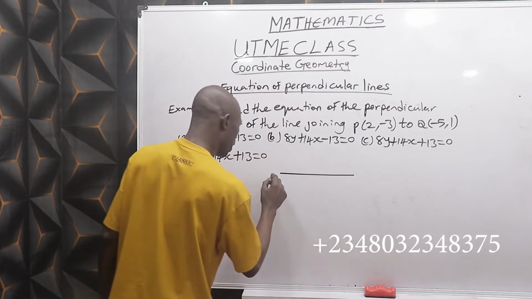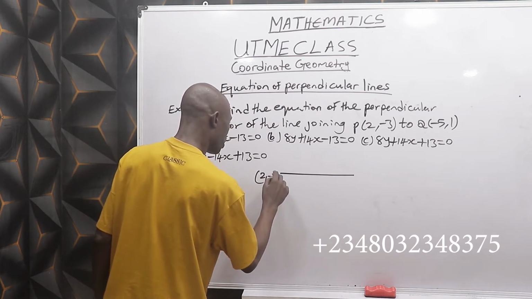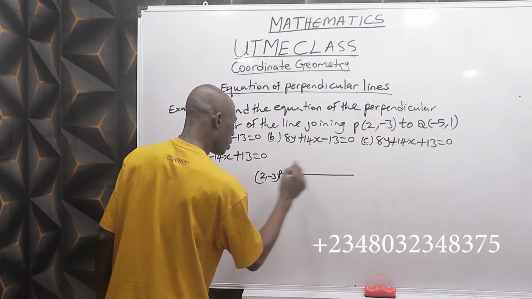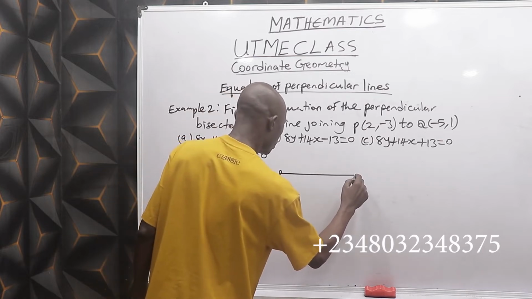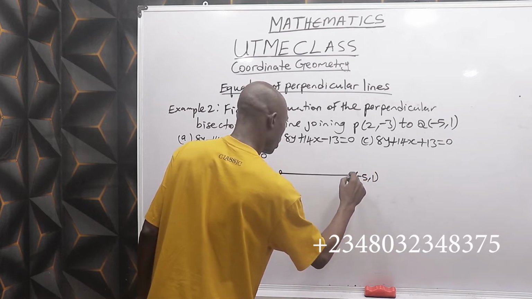The line PQ: P is (2, -3), and Q is (-5, 1). That is Q.